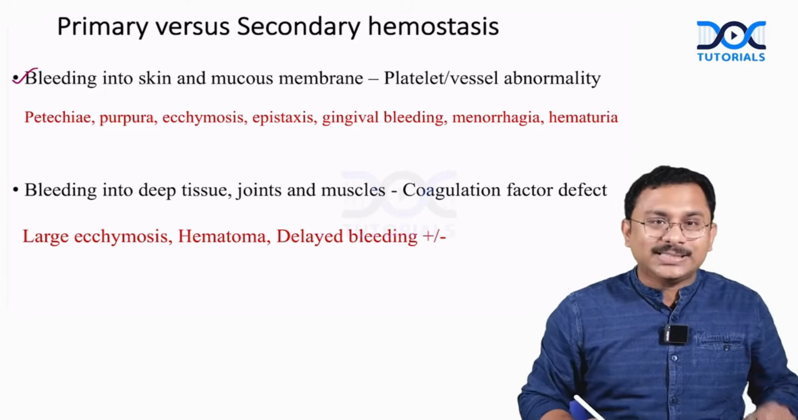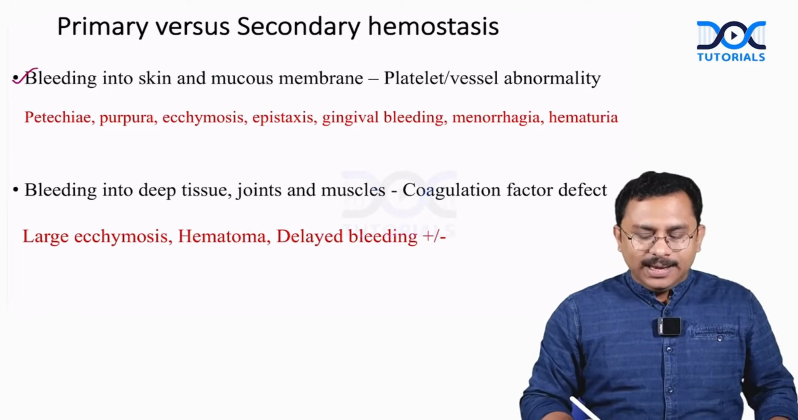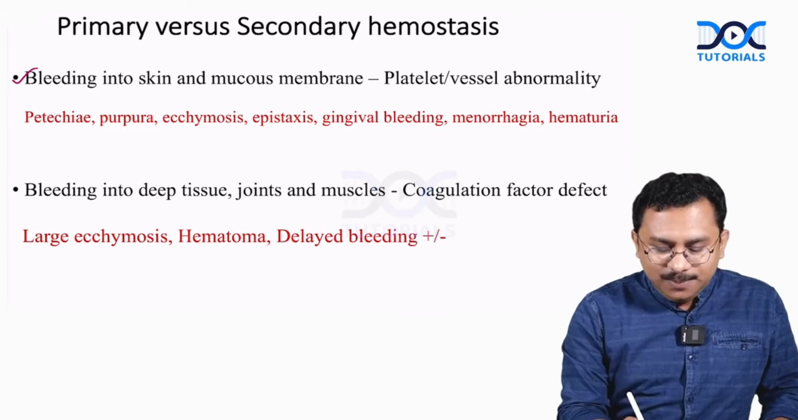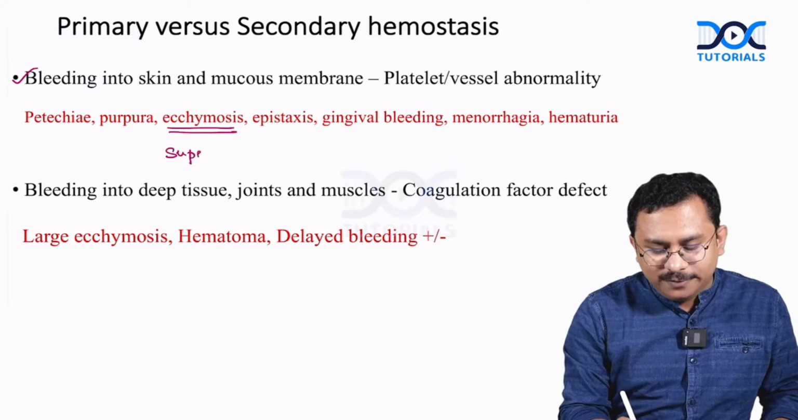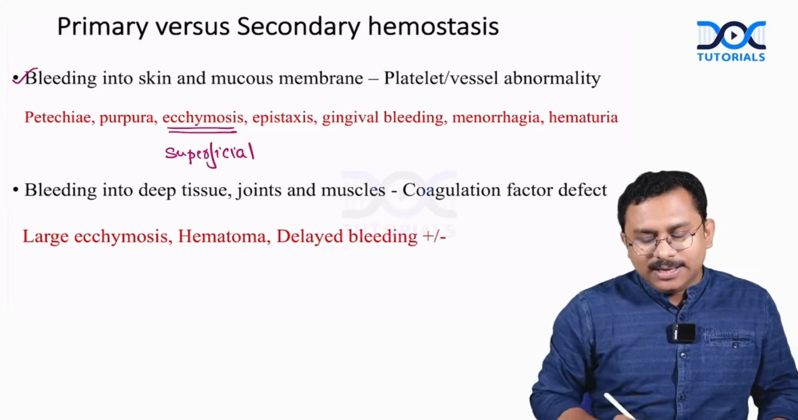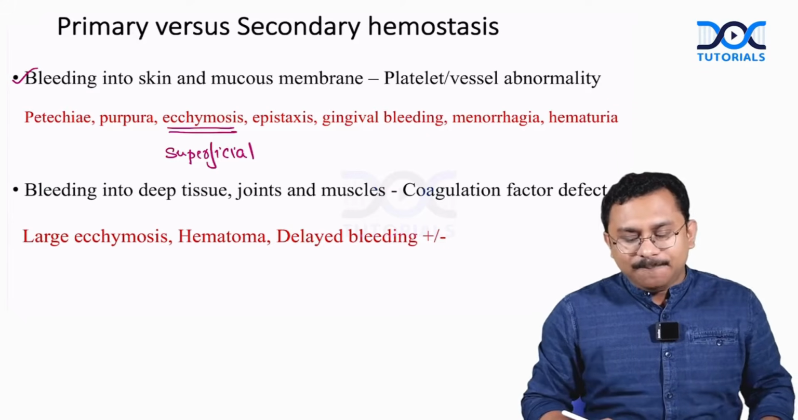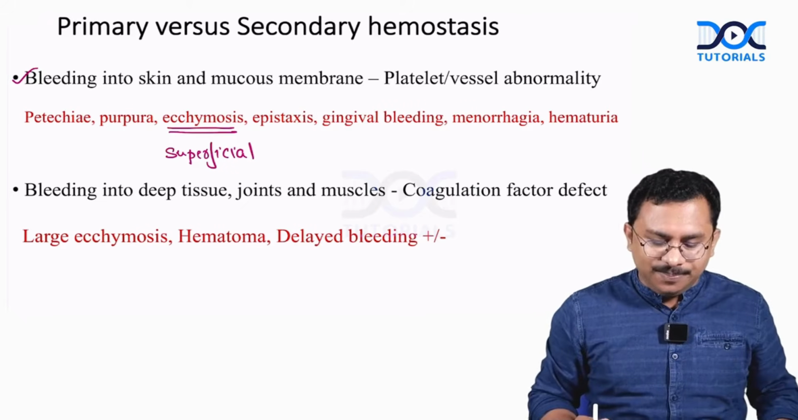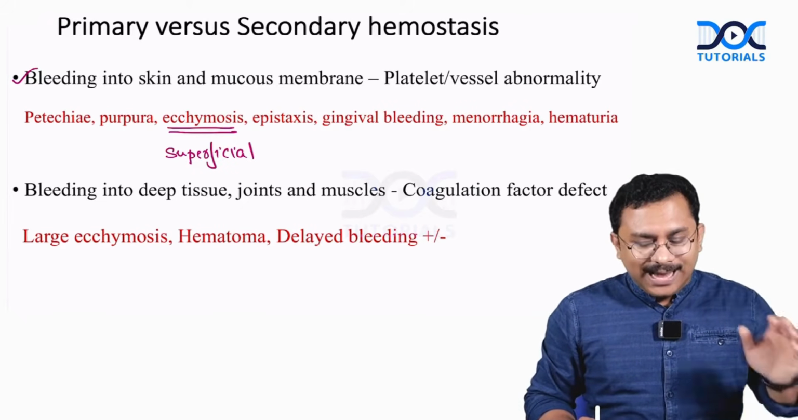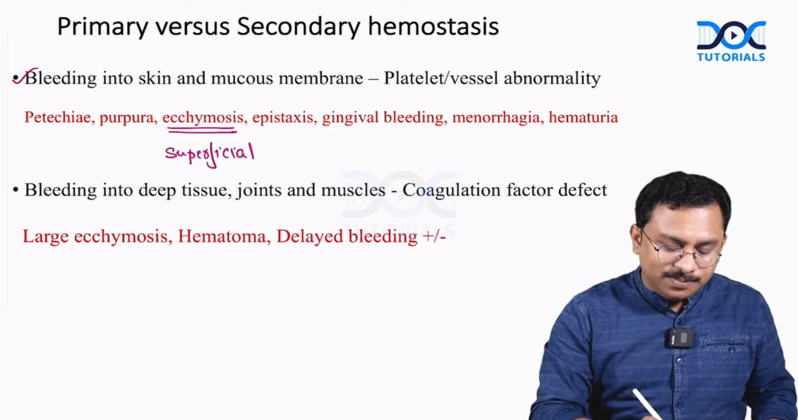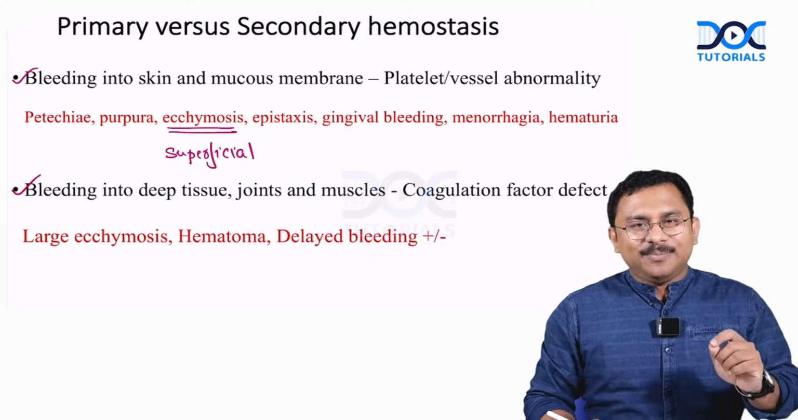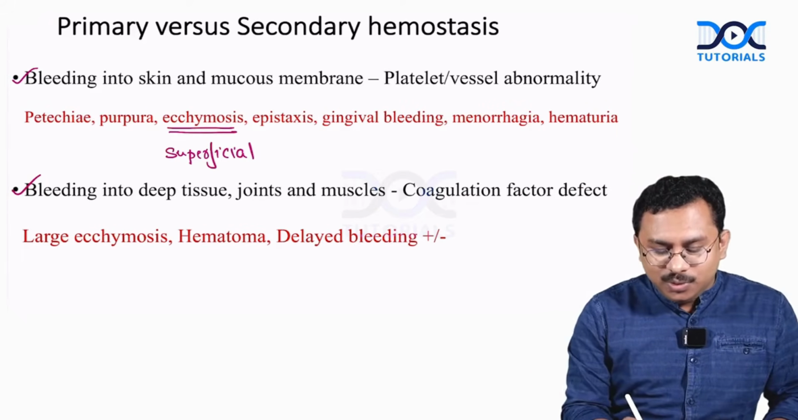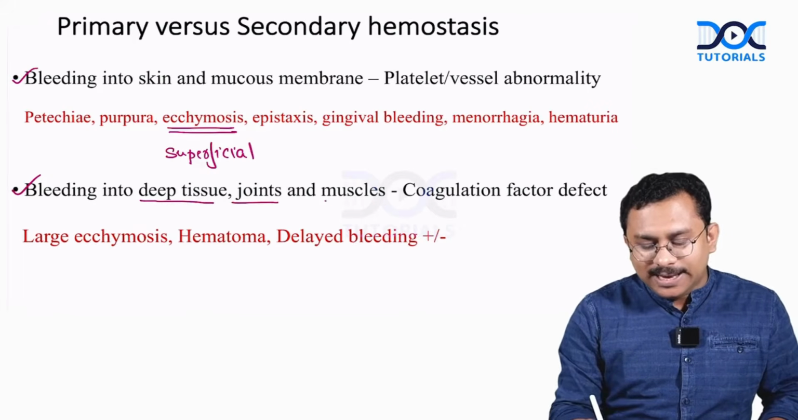get bleeding into the skin and mucous membrane. As a result, patients can have petechiae, purpura, ecchymosis, which are mostly superficial, epistaxis, gingival bleeding, menorrhagia, and rarely hematuria. Not very common, rarely hematuria. This happens because of a disorder of primary hemostasis, but unlike primary hemostasis, patients with disorders affecting secondary hemostasis are likely to have bleeding into deep tissue, joints, and muscles.